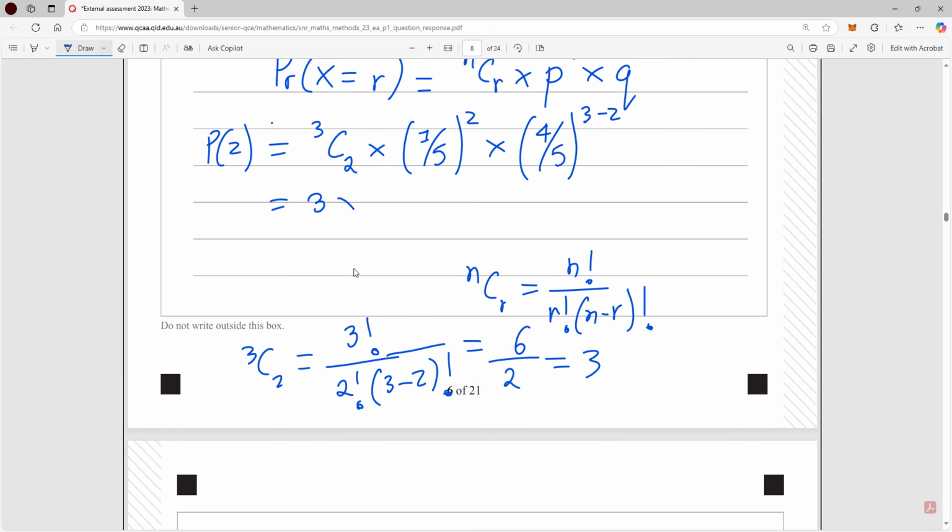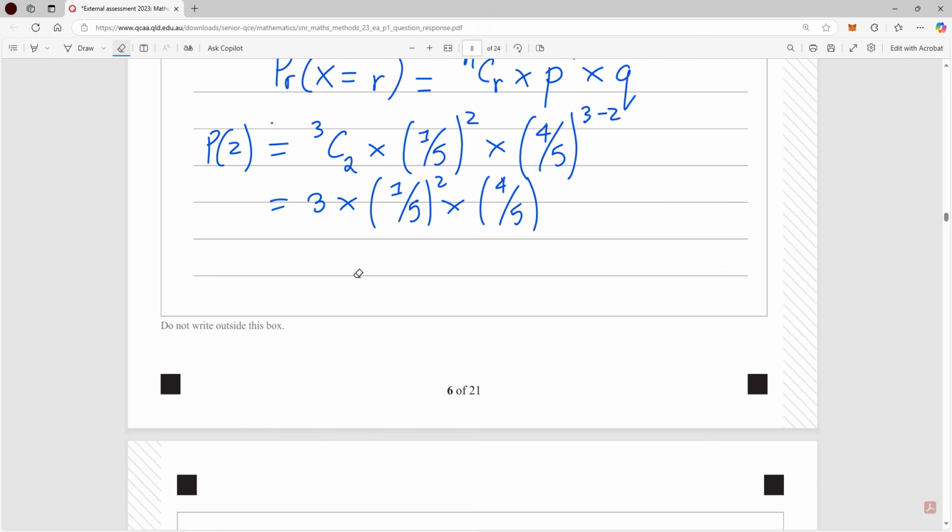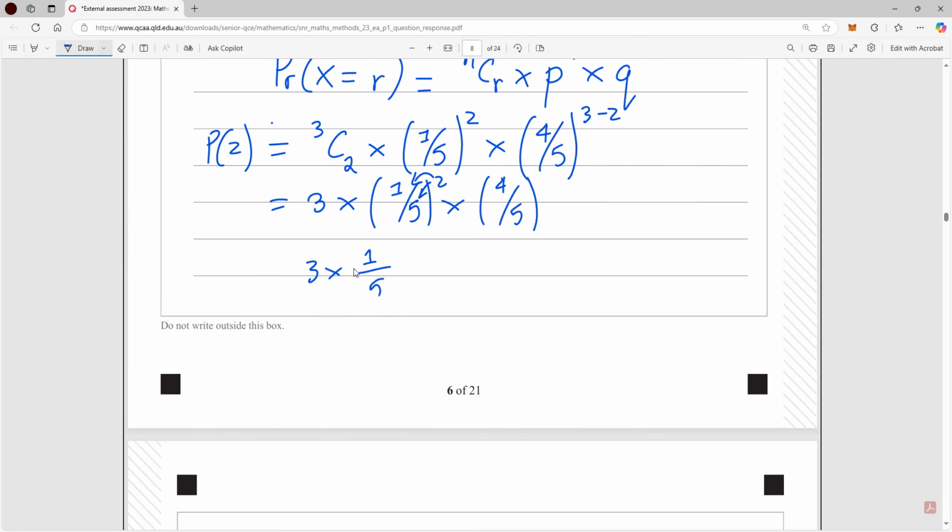So 3 times by 1 over 5, all squared, times by 4 on 5, just to the power of 1. Okay, just going to get rid of this now. Alright, now we're going to calculate this stuff here. So expand that squared. So you have 3 times by 1 on 5, because that 2 would go there, that 2 would go there, times by 4 on 5. That's just going to be 1. So on the top you just have 12, and on the bottom you're going to have 25 times by 5 is 125. So the probability you get 2 is 12 out of 125.